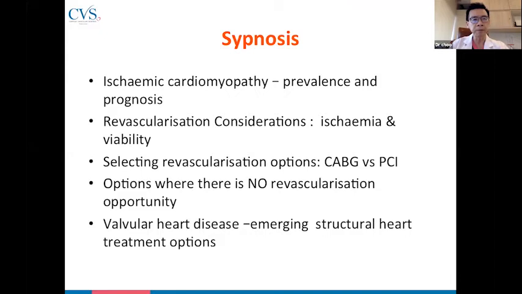Now, in a very short 15 to 20 minutes, I just want to emphasize again how we define ischemic cardiomyopathy and the prognosis associated with it. Then some concepts about the importance of looking for the presence of ischemia and viability. Once we decide the patient is suitable for revascularization, we talk about the considerations to choose between coronary bypass surgery and percutaneous coronary intervention. Very briefly, we will also talk about what happens when patients have no option at all for revascularization. To complete the mechanical treatment for heart failure, I just want to add a few points about the current availability of treatment options for some valvular structural heart problems.